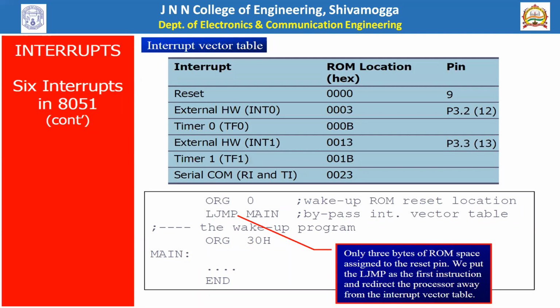Only 3 bytes of the ROM space are assigned to the reset pin. So we put the LJMP as the first instruction to redirect the processor away from the interrupt vector table. Processor should not execute any data present in the interrupt vector table. That is why always at the beginning you put an instruction LJMP main so that it will jump to a different place and start executing the program. Always only 3 bytes are provided there. That is why you write LJMP main, just to bypass the interrupt vector table. It is the normal practice.